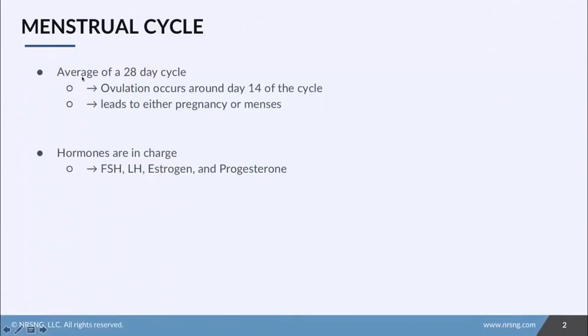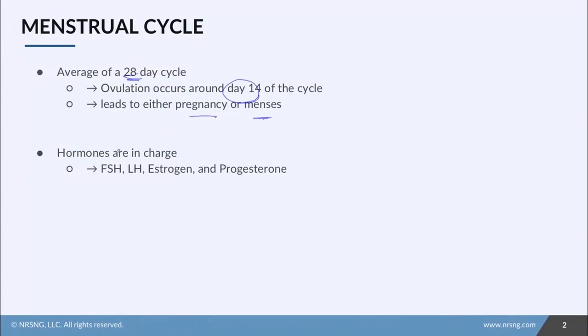I'm going to be explaining the menstrual cycle in hopefully a more understandable way. So to start, the main couple of things to know are that this menstrual cycle is a reoccurring cycle, and on average, it's 28 days long. Ovulation is going to occur around day 14 of the cycle, and it can lead to one of two things. It's either going to lead to a pregnancy occurring or menses.